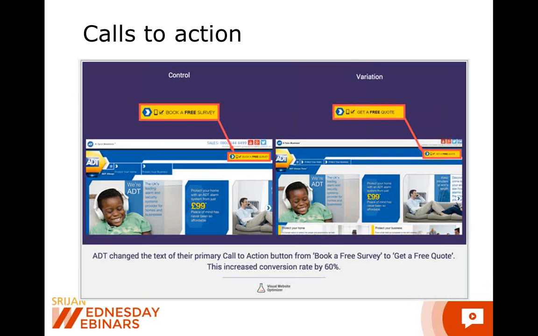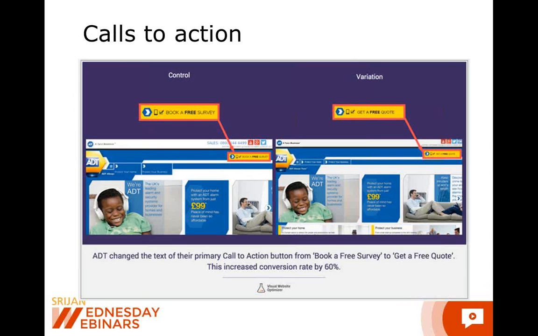Now you can see there is nothing else which is changed on the site. Everything else remains the same. Just the call to action text has substantially changed the conversion for this business. So we don't pay a whole lot of attention to what we write on the call to action button, right? Most of the people, you would see even today, a lot of forms are still saying submit.